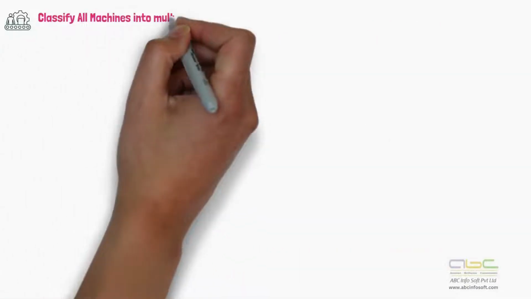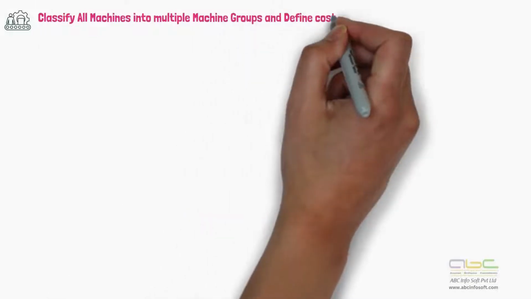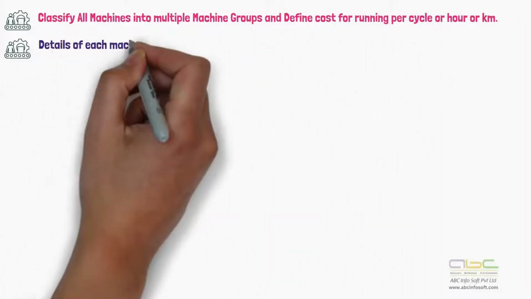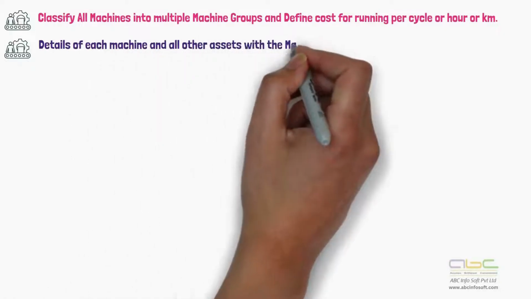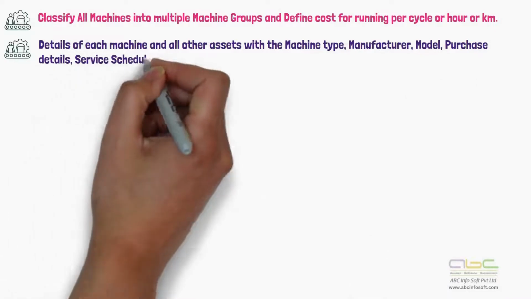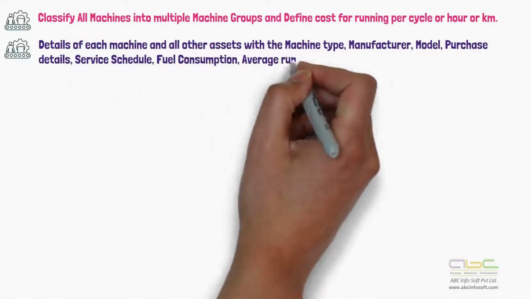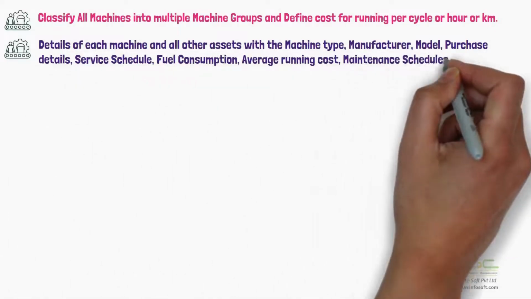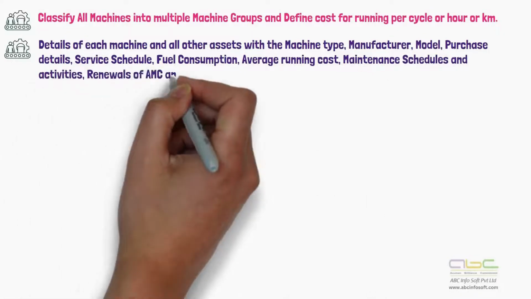Classify all machines into multiple machine groups and define cost for running per cycle or hour or kilometer. Details of each machine and all other assets with the machine type, manufacturer, model, purchase details, service schedule, fuel consumption, average running cost, maintenance schedules and activities, renewals of AMC and other permits, etc.